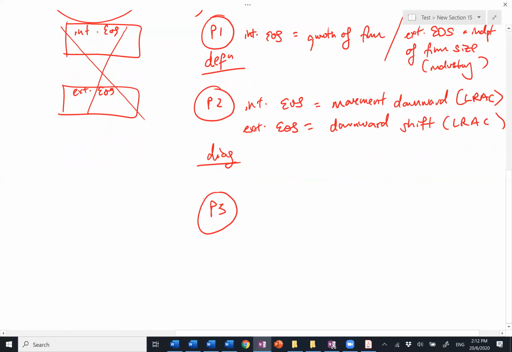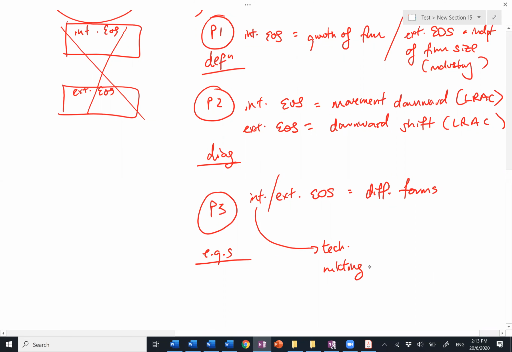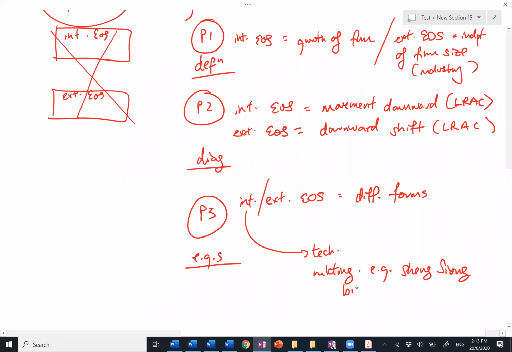Paragraph 3, I'll simply say, all right, the third difference is that internal and external EOS, they have different forms or different factors. So this is really my examples. So you go on to say, oh, this one you could have technical, you could have marketing. Please give example, okay, like, oh, Sheng Siong has bulk purchase, bulk discounts. Don't just name the EOS, give examples. Then external EOS is like economies of information, economies of concentration. Give examples as well.